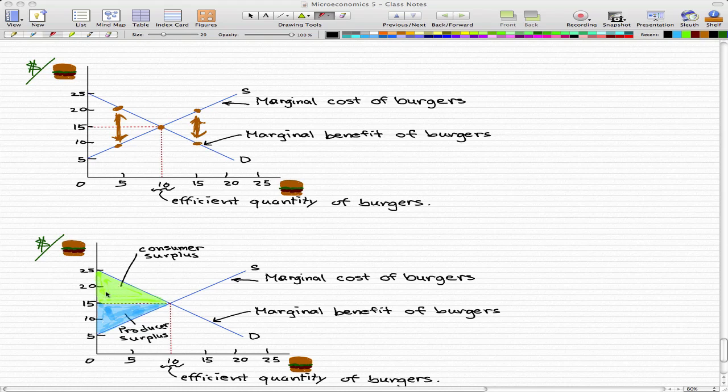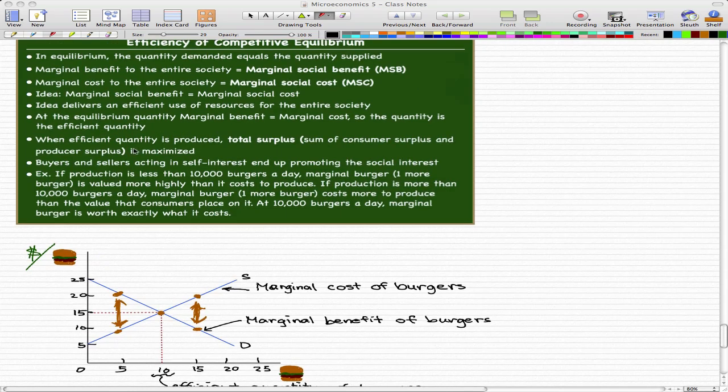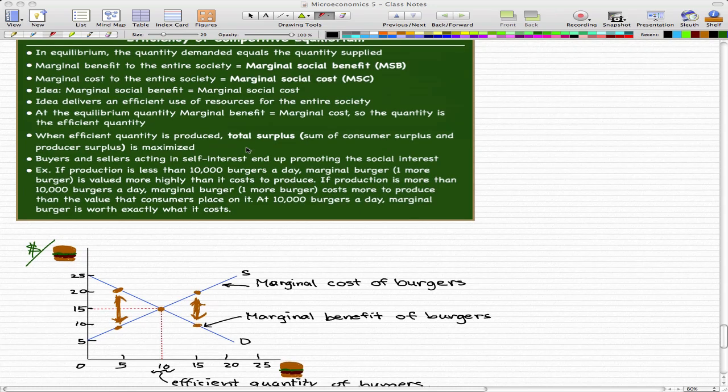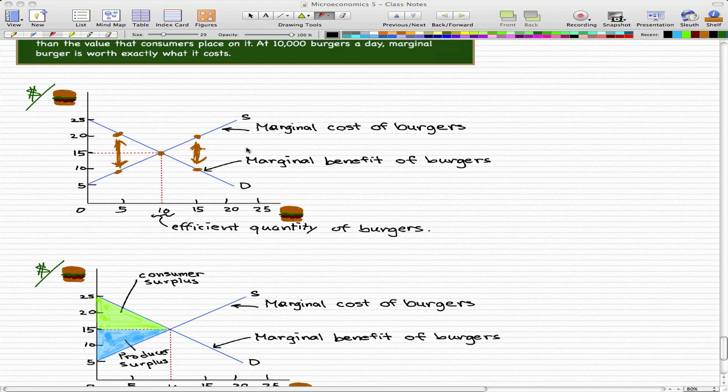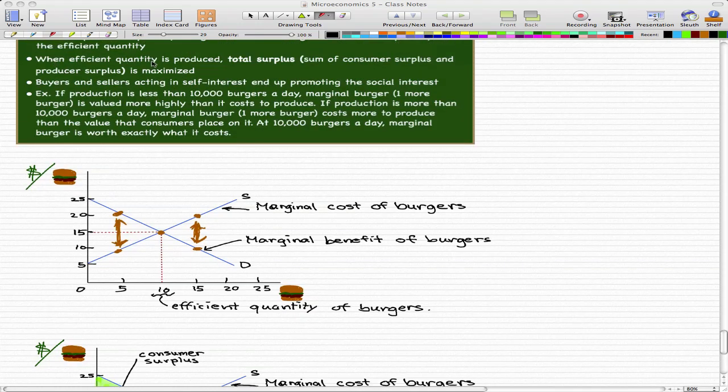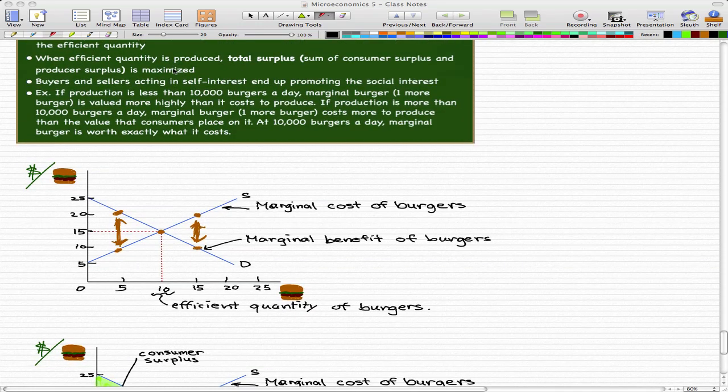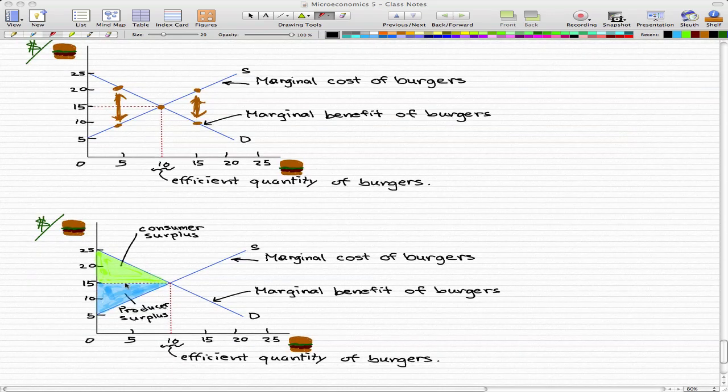So this green highlighted part is our consumer surplus, which is above the market price and below the demand curve. This blue highlighted part is the producer surplus, below the market price and above its supply curve. And the sum of these two surpluses gives us the total surplus, which I mentioned here. And at this total surplus, that is the most efficient quantity being produced, and that is the maximum. Well, that's whatever it says here. When the efficient quantity is produced, total surplus is maximized. So that's pretty much it.